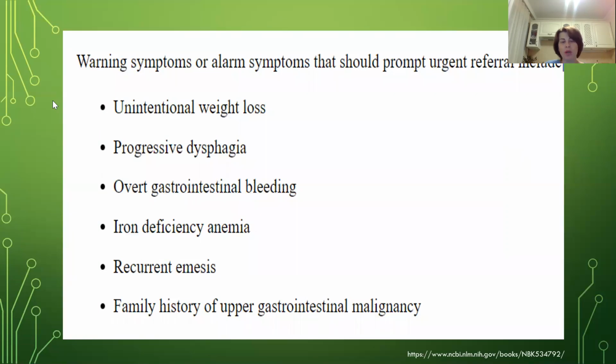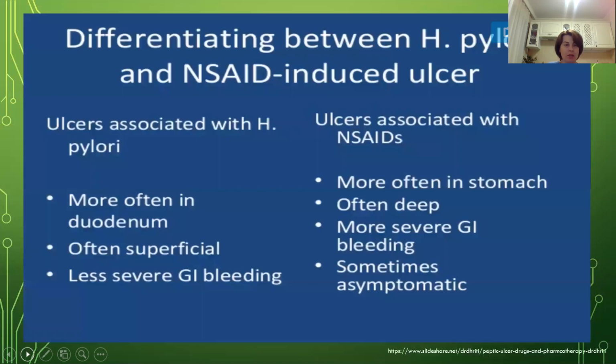Alarm symptoms or warning symptoms that should prompt urgent referral of the patient to the surgeon include unintentional weight loss, usually more than 10 kilos in 3 months, progressive dysphagia, overt gastrointestinal bleeding, iron deficiency anemia, especially severe degrees, recurrent emesis, and family history of gastrointestinal malignancy. Iron deficiency anemia could appear in patients as a result of gastrointestinal bleeding, or a problem with B12 metabolism, depending on the case.